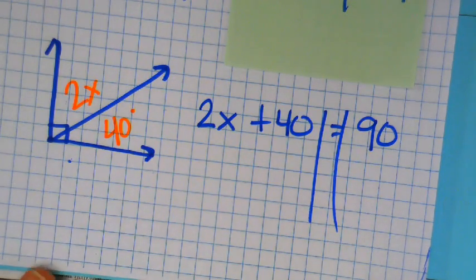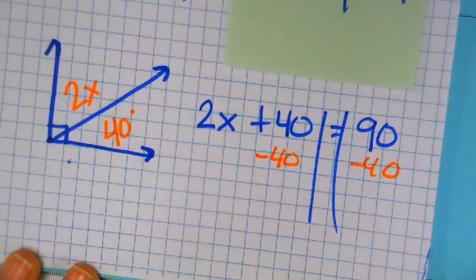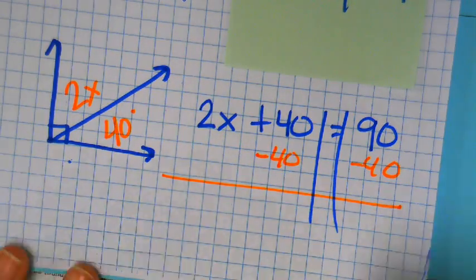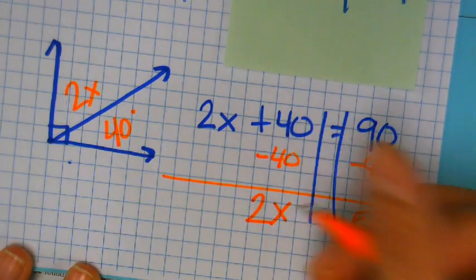So, Emmanuel, what number do we move first? The 40. So it would be minus 40, minus 40. Does that change? Nope. What's 90 minus 40? 50. What do I have left on this side? 2x. Divided by 2.